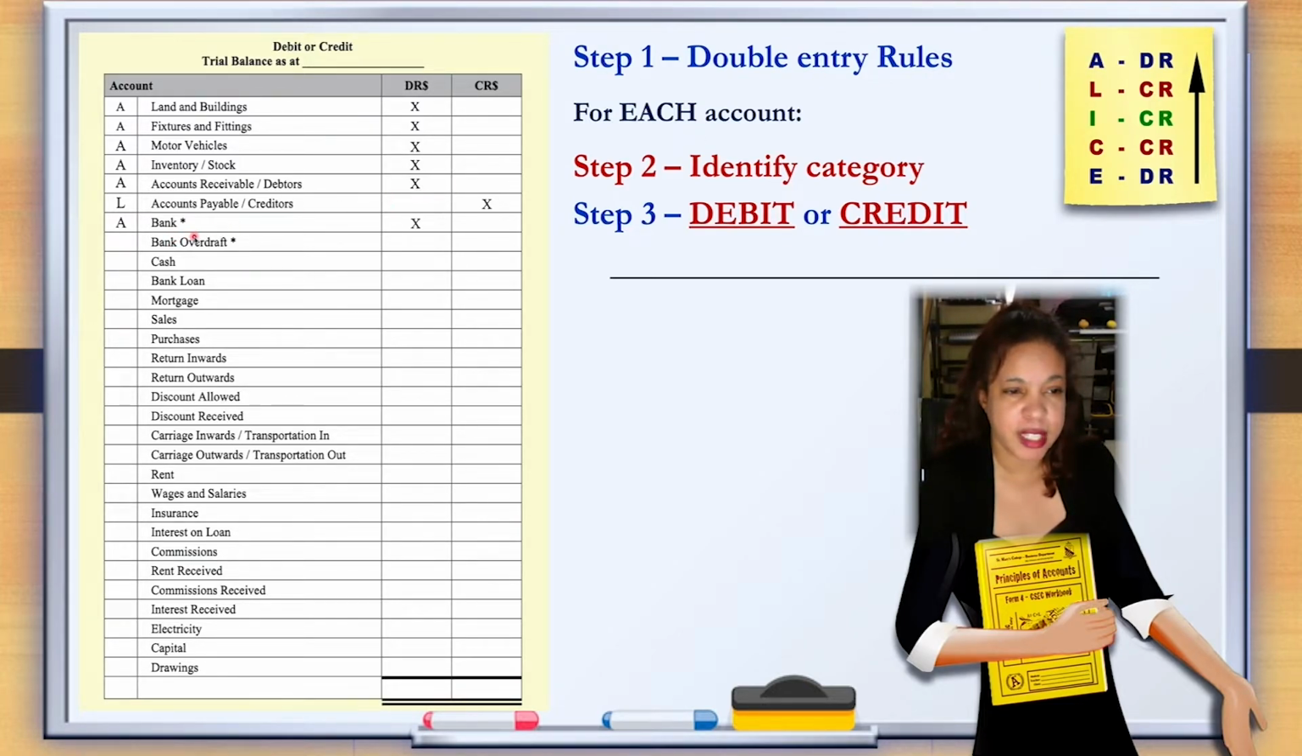Bank overdraft, liability, credit. Cash is an asset, so debit. Bank loan is a liability, so credit. Mortgage is also a liability, so credit. Sales, as we said, sales is income, so that will be credit.